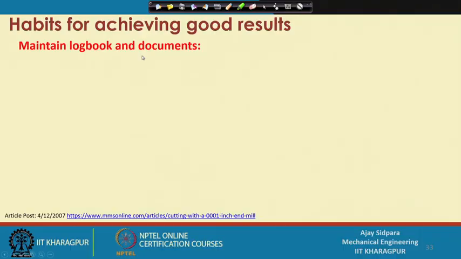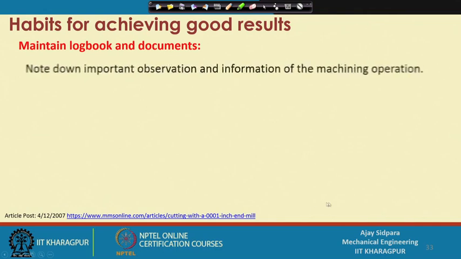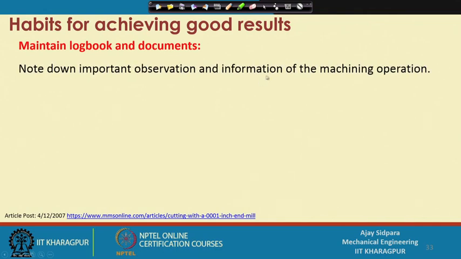So, this is more important in the micro machining zone because we do not have any backup data. So, note down important observation information of the machining operation. This will create a very long lasting list and that will be a resource book for the other people also who are working in the same field.